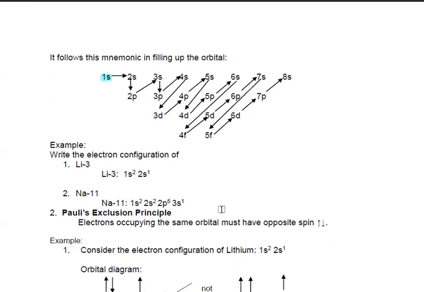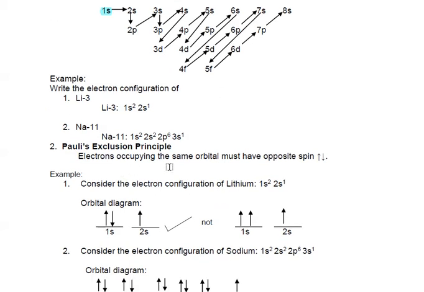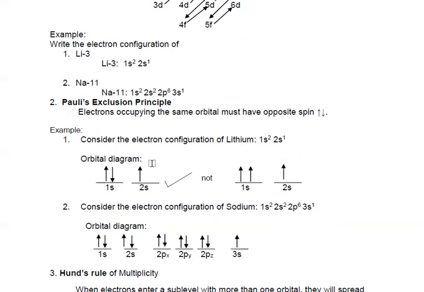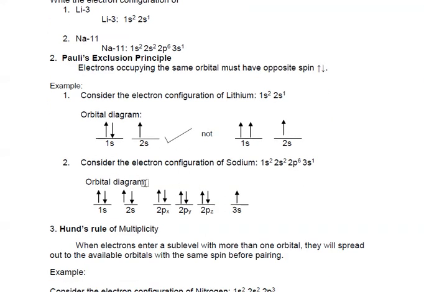Okay? Now, let's continue. In Pauli's exclusion principle, electrons occupying the same orbital must have the opposite spin. So, with regards to lithium, 1s2 and 2s1, the orbital diagram would look like this, not like this, okay? For sodium, it will look this way. So the opposite spin.